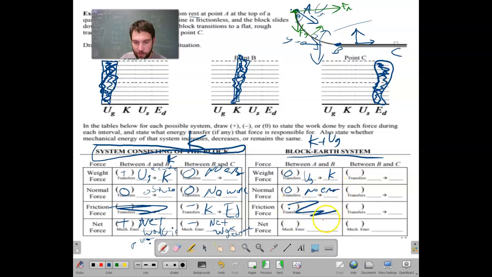Frictional force, we have no friction between A to B. The net force, there is nothing external to this system, to the block-Earth system, doing any work. So the energy stays the same. The energy is constant. Meanwhile, between B to C, gravitational potential energy, again, does not affect the slowdown from B to C. So there is no energy transfer happening here.